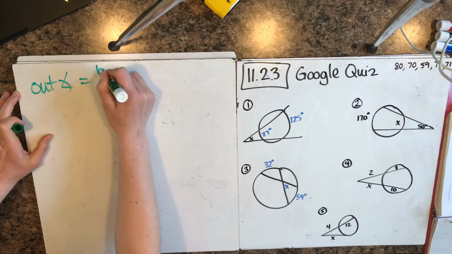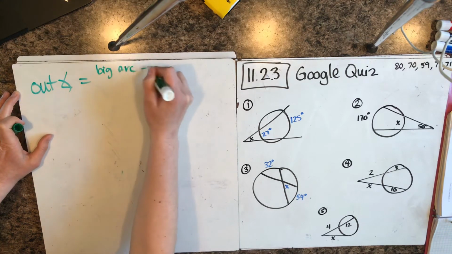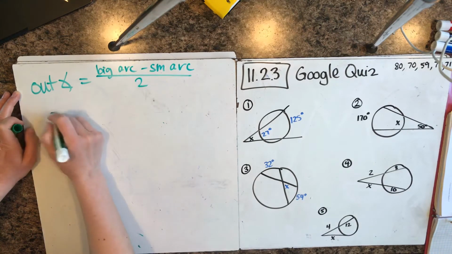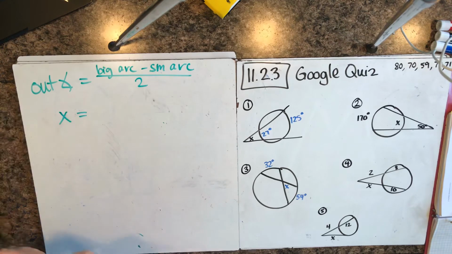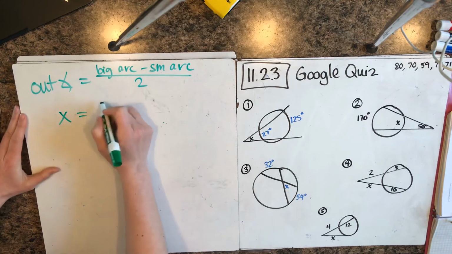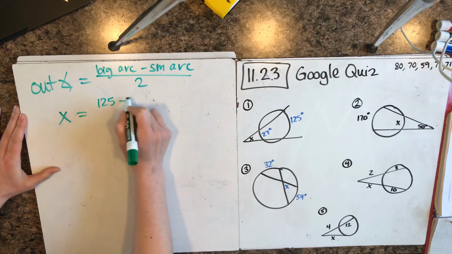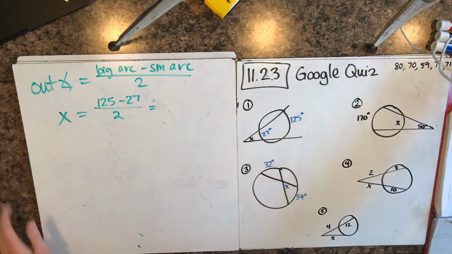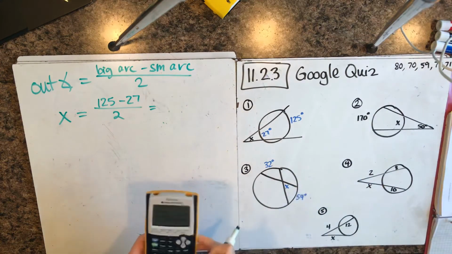means big arc minus small arc divided by 2. So x, that's the angle that's outside the circle, equals the big arc, 125, minus the small arc, 27, divided by 2. Okay?